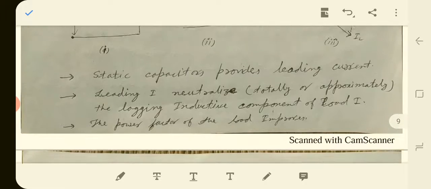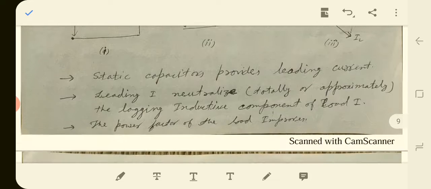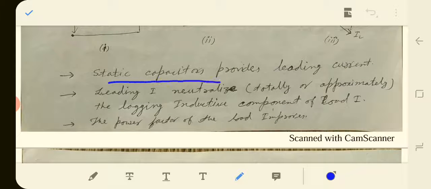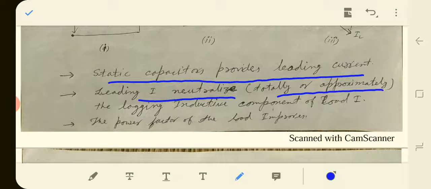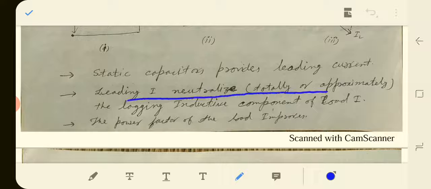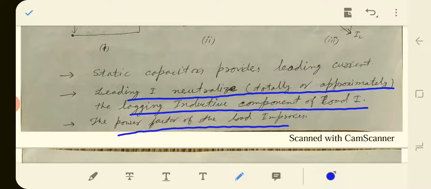All these things are written here. Now I will discuss them one by one. The static capacitor provides leading current. Leading current neutralizes, totally or approximately, depending upon the value of capacitance and the power factor by which we want to improve. That much power factor will be totally or approximately neutralized by the capacitor. Leading current neutralizes totally or approximately the lagging inductive component of the load current. The power factor of the load gets improved.